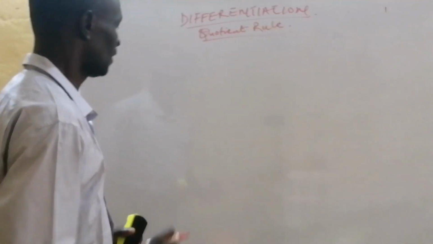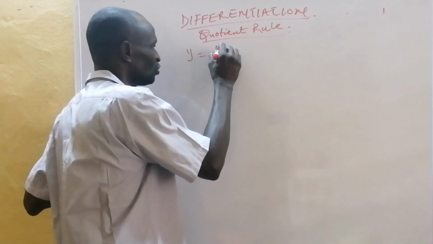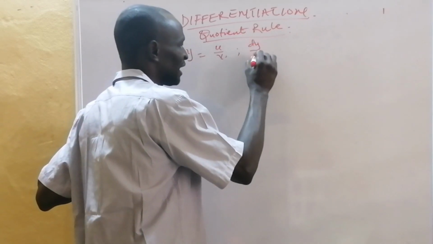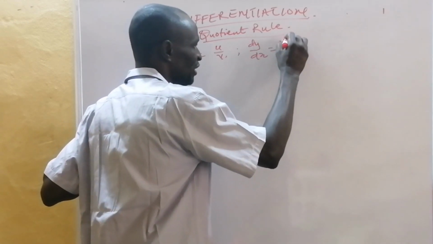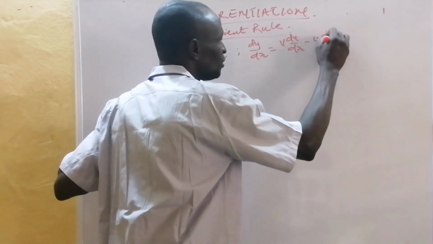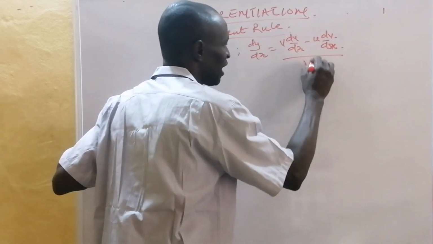Now let's see. The quotient rule tells us that if y is equal to u over v, then dy/dx is equal to v du/dx minus u dv/dx, everything over v squared.